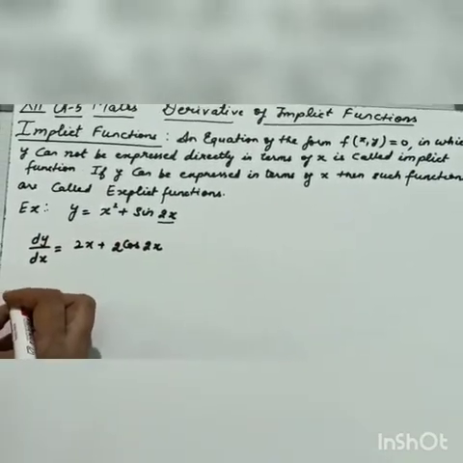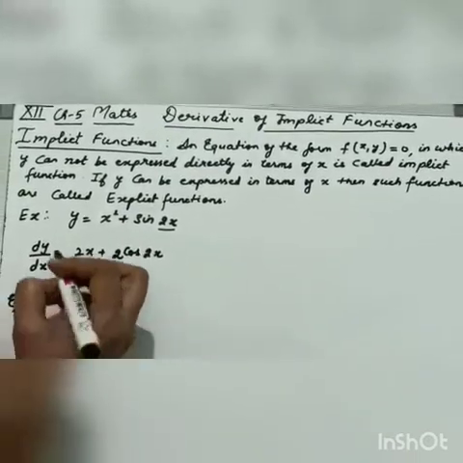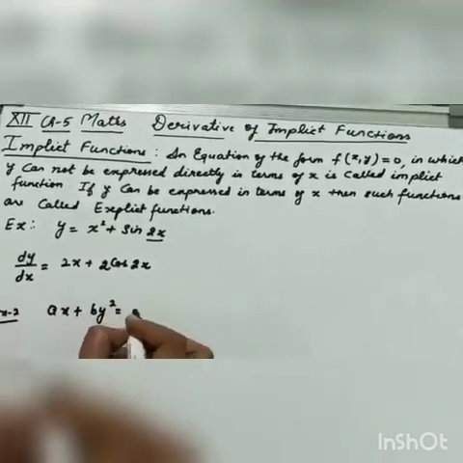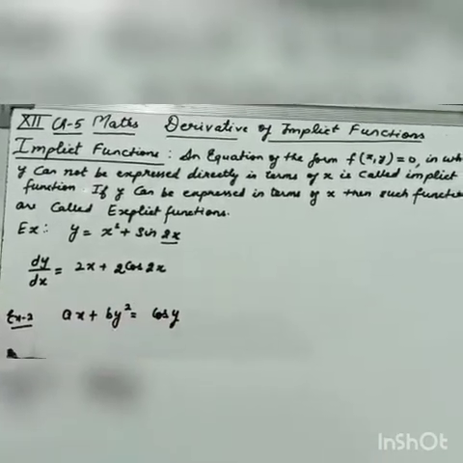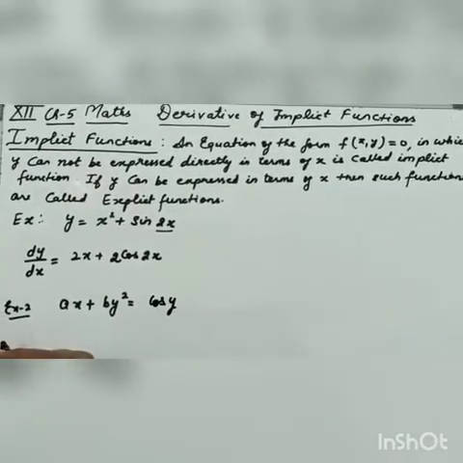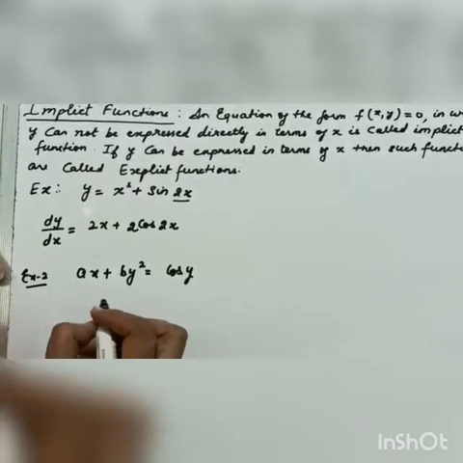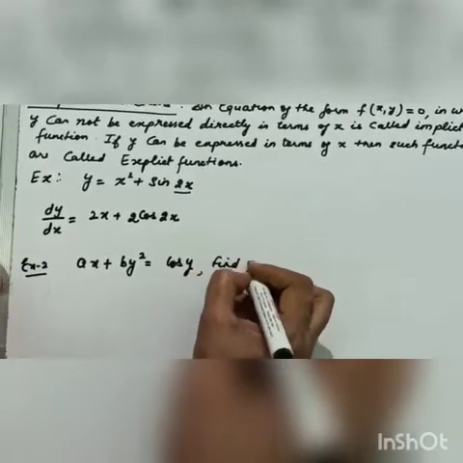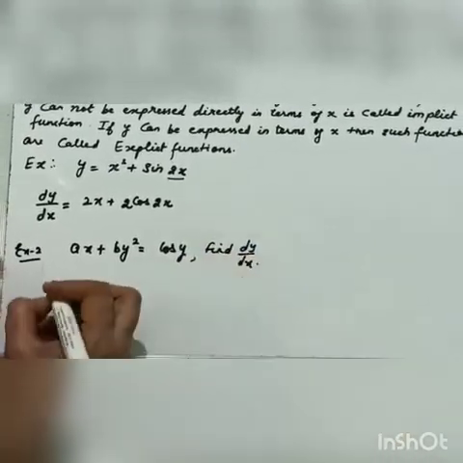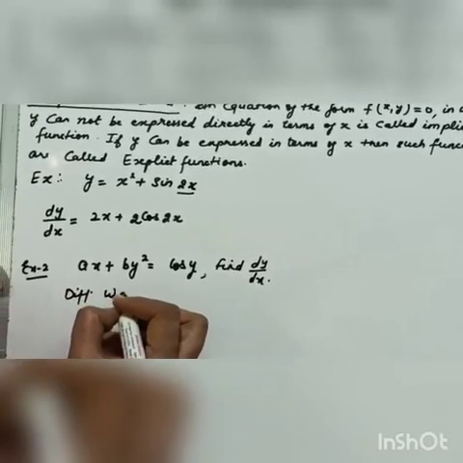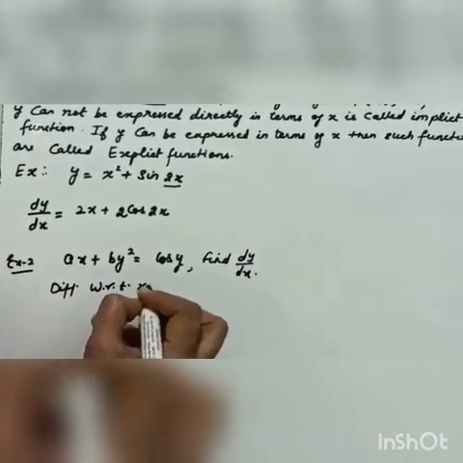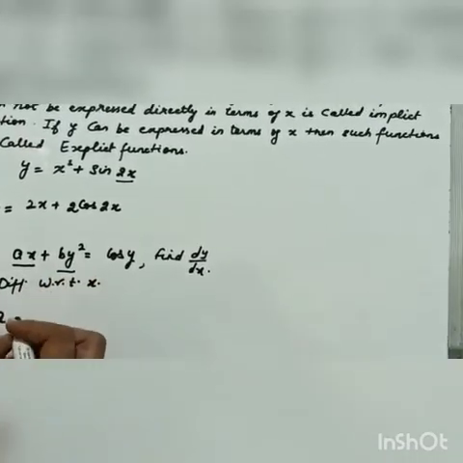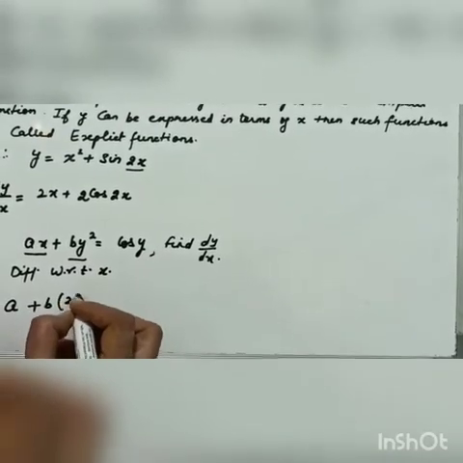But suppose the function is, example 2, suppose the function is ax plus by square is equal to cos y. Now in this function it's not possible to write y in terms of x. Such functions are known as implied functions. So here suppose the question is find dy by dx. So differentiate both sides with respect to x.